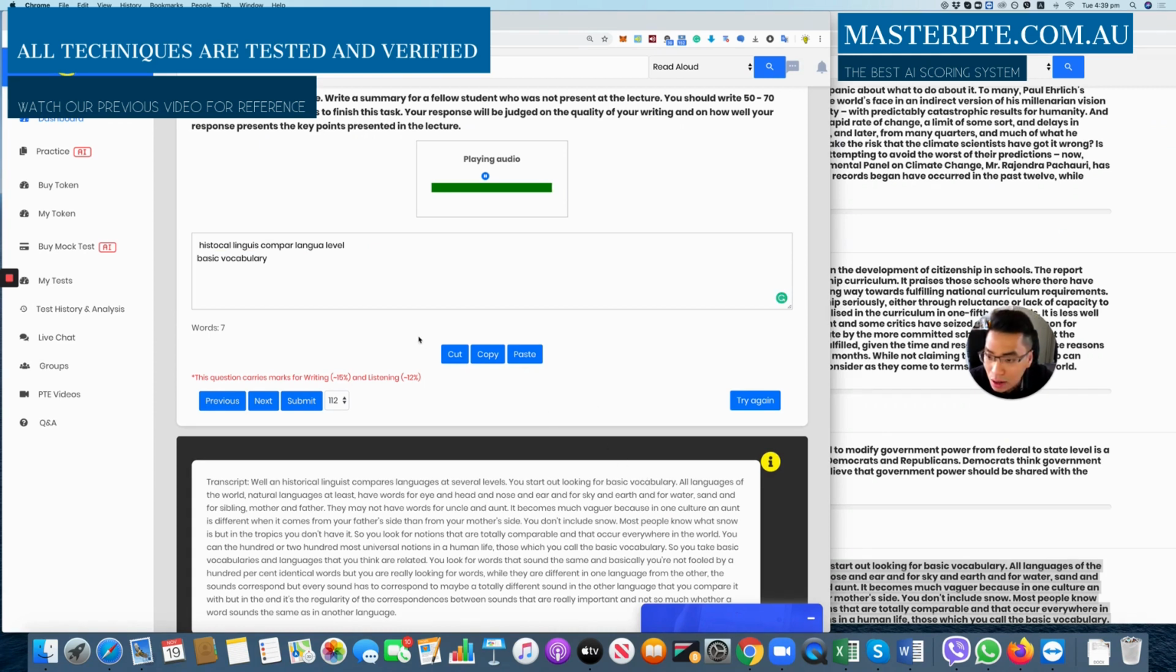The next one, languages. As you can see, it's repeated one more time, but I don't need to write it down again because I already had it. Keep going. Natural, this one hasn't been written before, so I'm going to put it down. Natural languages have words for eyes and head, nose. I'm going to put this one down. It's quite easy to listen to. And earth and water, I'm going to put all these down. Basically, you can't write everything, so just write as many as you can.